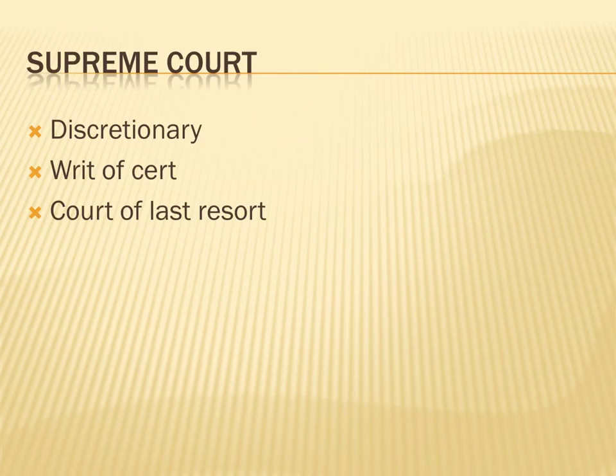If you lose in the appeals court, your court of last resort would be to appeal to the Supreme Court. Remember that this is a discretionary appeal, however. It's not an automatic appeal. So you would file a writ of certiorari, and the court would decide whether or not it would hear your case.